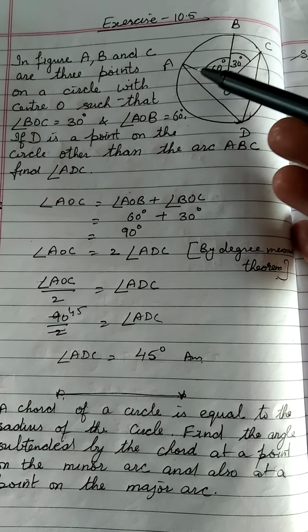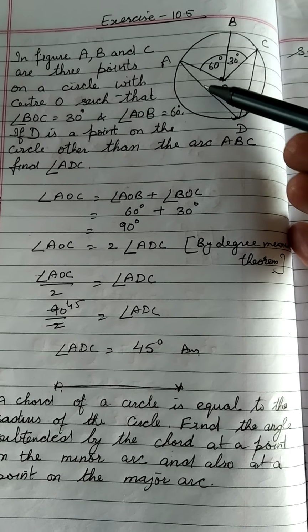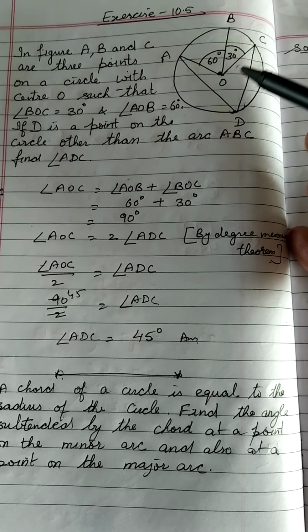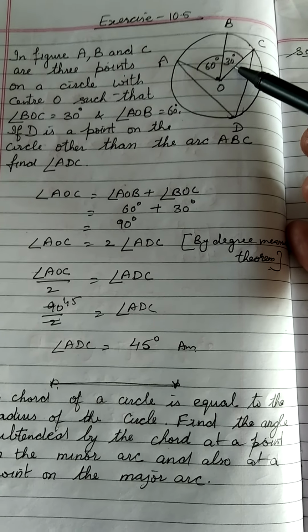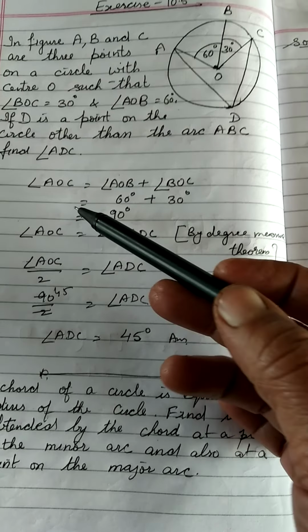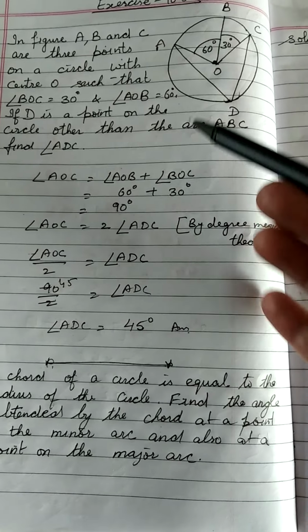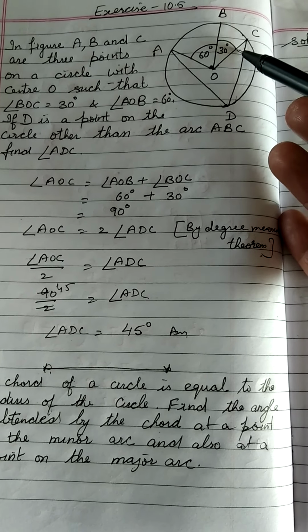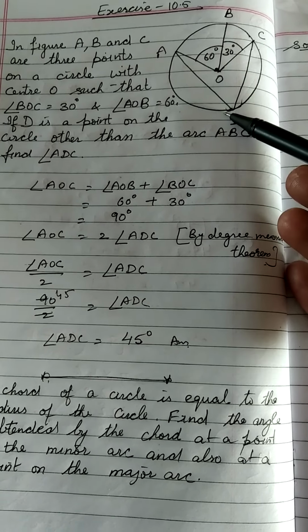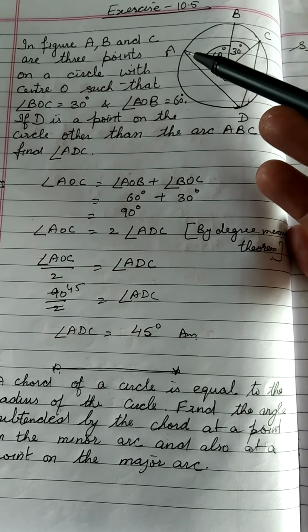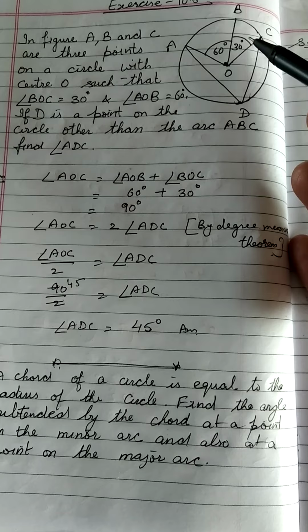See here, angle AOC is equal to angle AOB plus angle BOC. Means angle AOC is equal to 60 plus 30, it is 90. Means angle AOC is equal to 90 degrees. Now angle AOC is the angle subtended at the center of the circle and angle ADC is the angle subtended at any other part of the circle by the same arc AC.